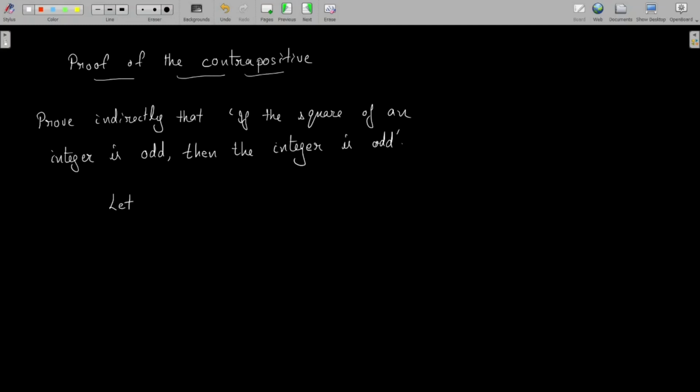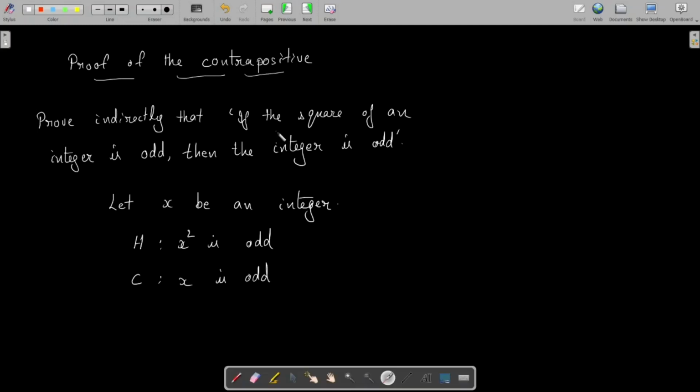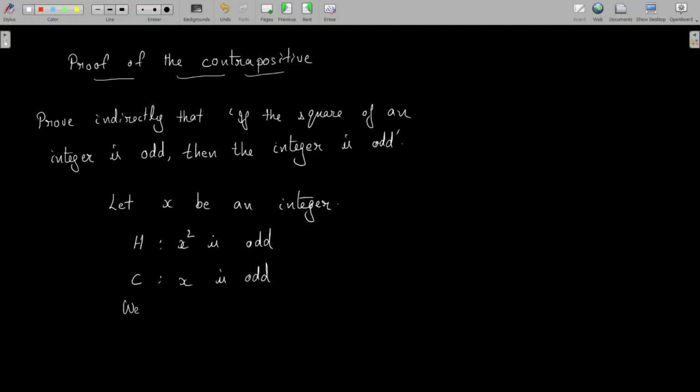So we take an integer x. So here our hypothesis is the square of an integer is odd. That is, x square is odd. So we have the hypothesis x square is odd. And our conclusion is the integer is odd. So C is x is odd. We have to show that if the square of an integer is odd, then the integer is odd. So hypothesis is x square is odd and conclusion is x is odd. We have to show that the hypothesis H implies the conclusion C.